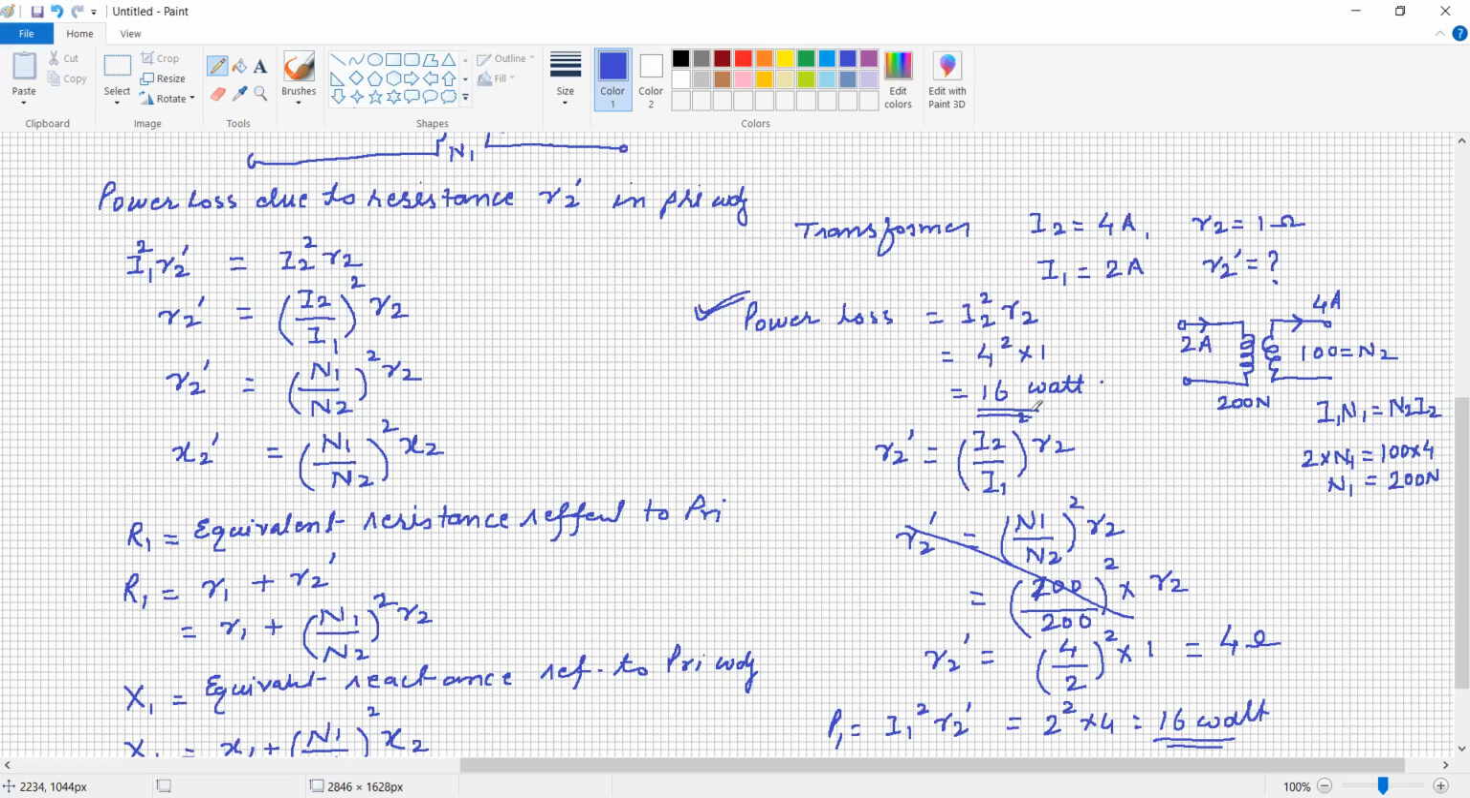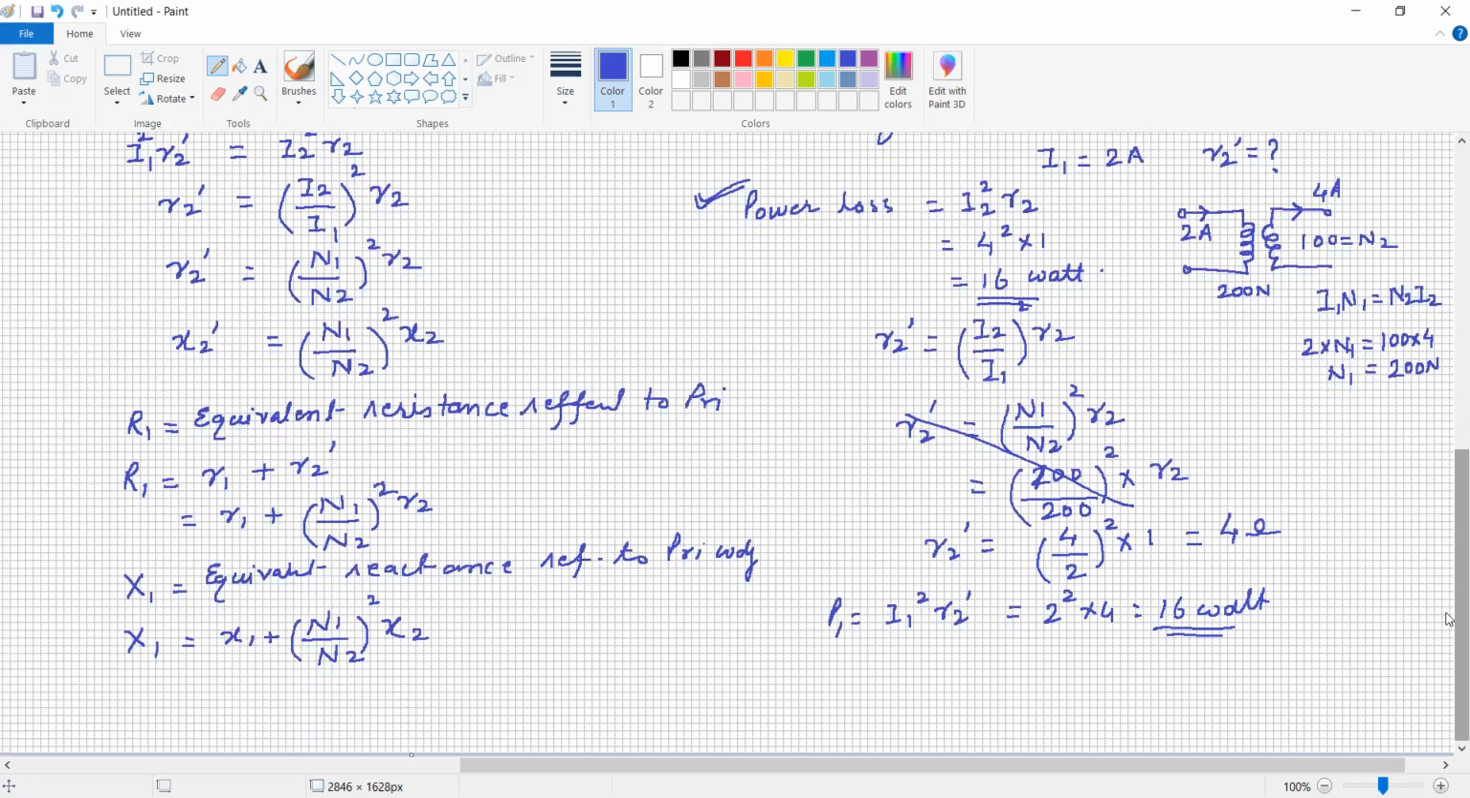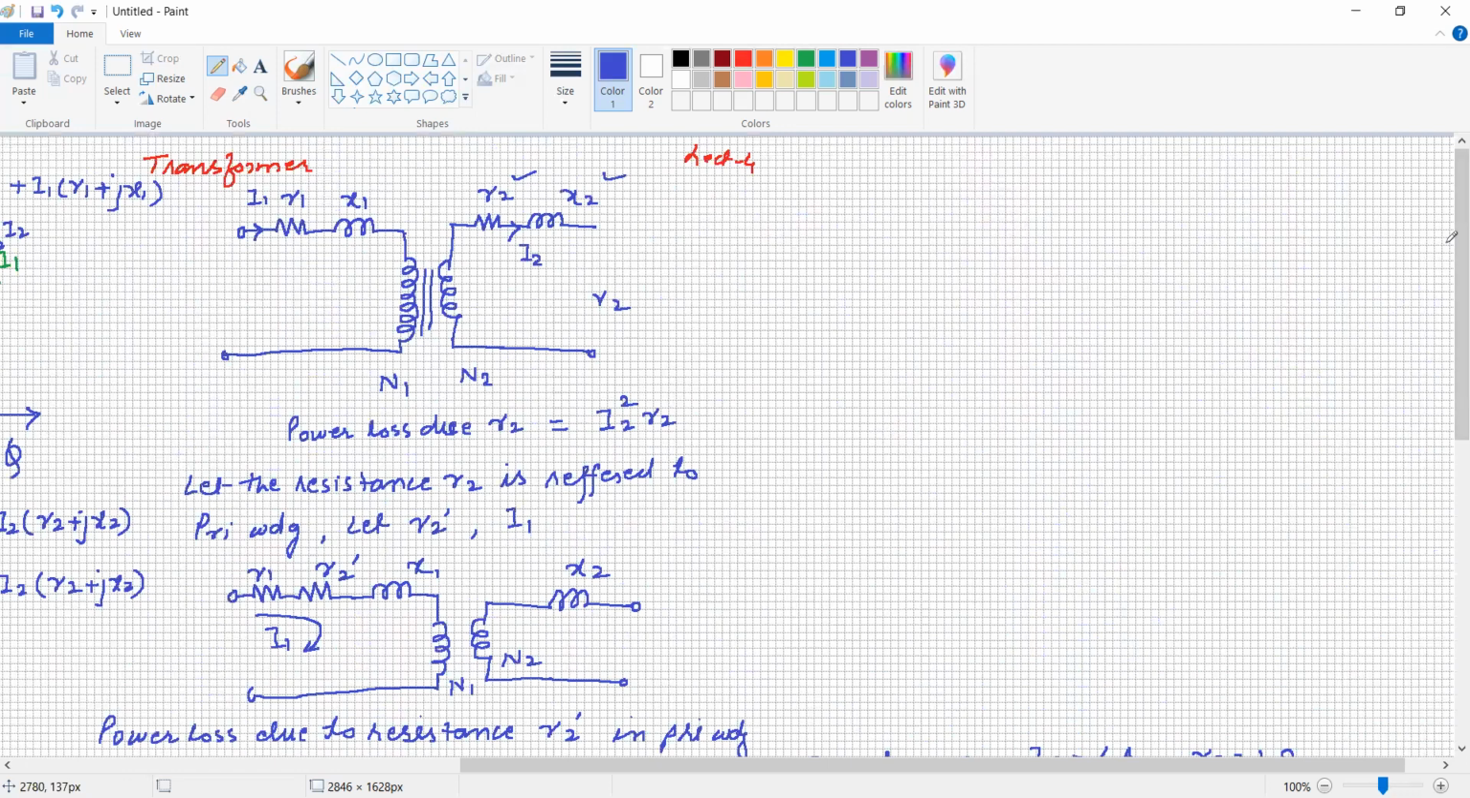Now, one more thing which is very important to understand is the referred value. We will understand it with the help of LV winding and HV winding, so it becomes quite clear. Again, I will draw this. Say N1 is greater than N2. So here it is called the HV winding and here the LV winding. The number of turns in the secondary winding is small, so it is a low voltage winding, and this is a high voltage winding.